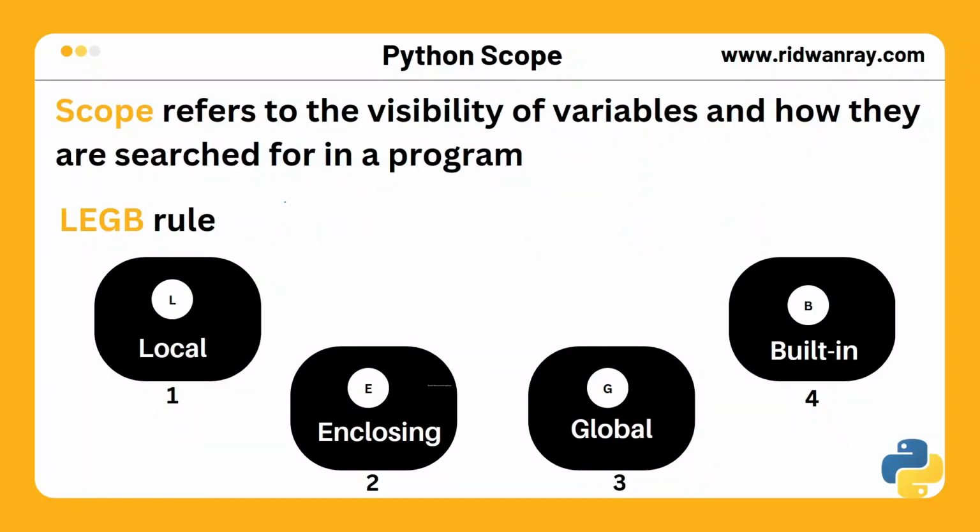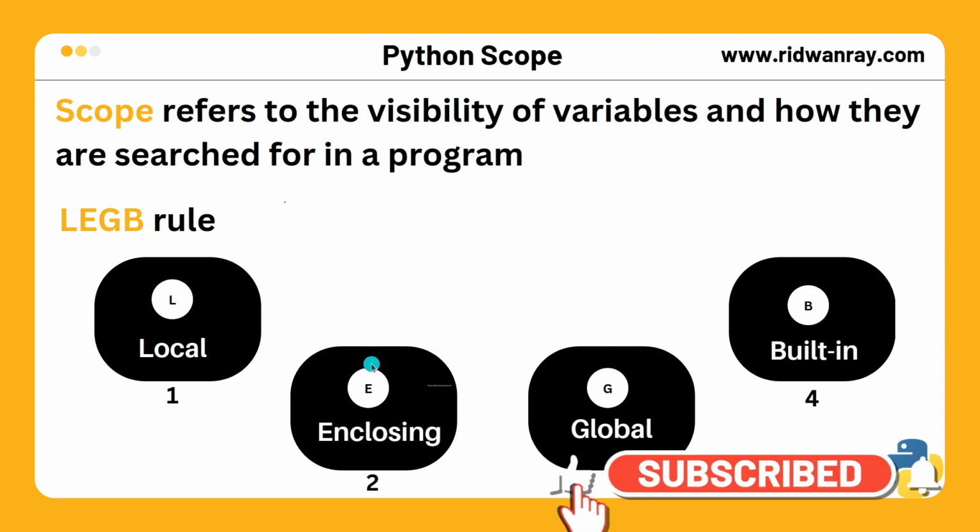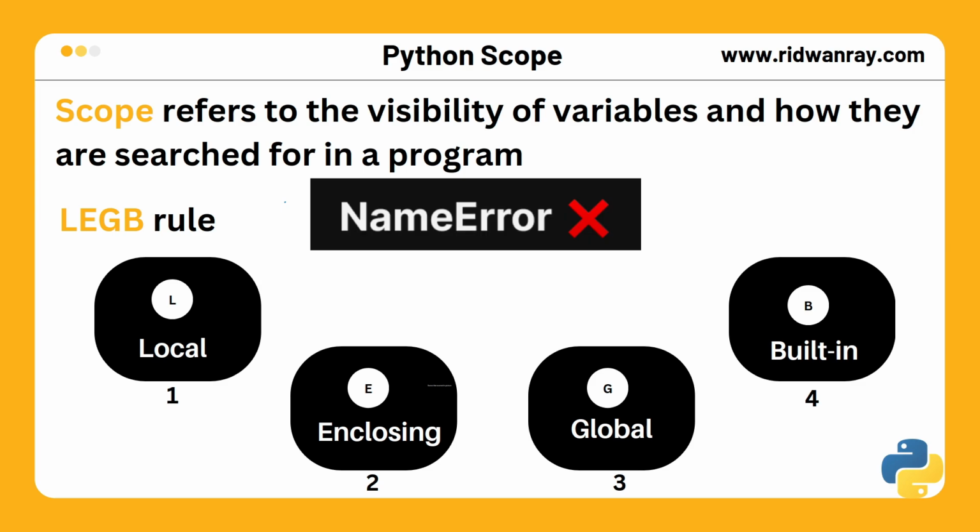When Python is searching for a variable, it follows the LEGB rule. It looks for the variable in this order. If the variable is found here, the search stops. Otherwise, it moves on to search for it in the immediate following scope. If no match is found for the variable, Python raises a NameError, indicating that the variable is not defined.